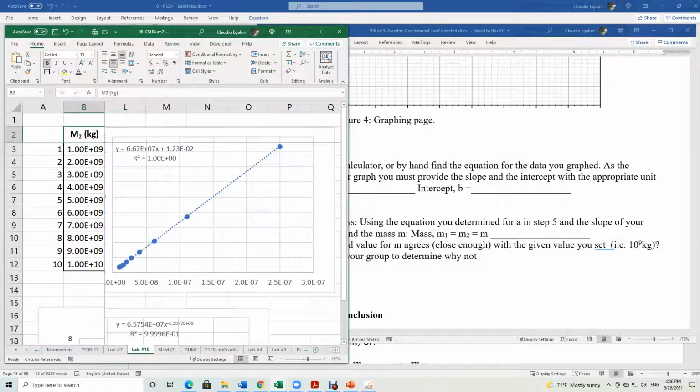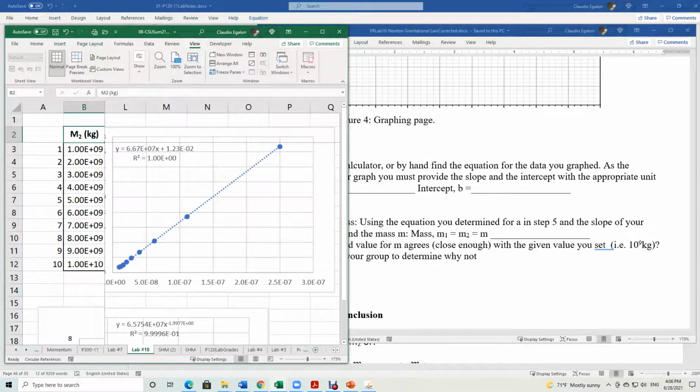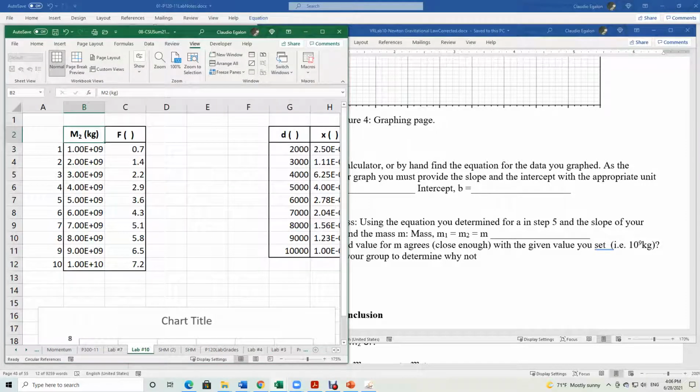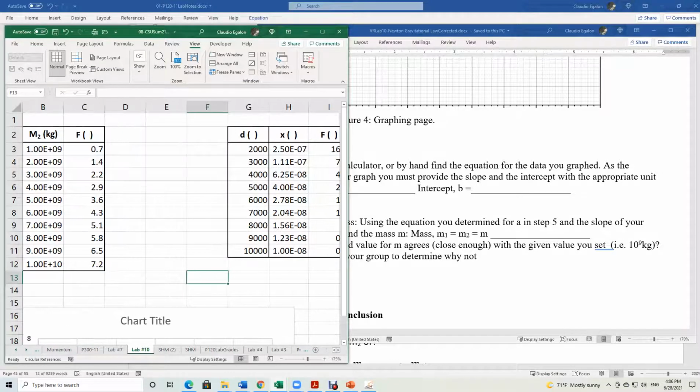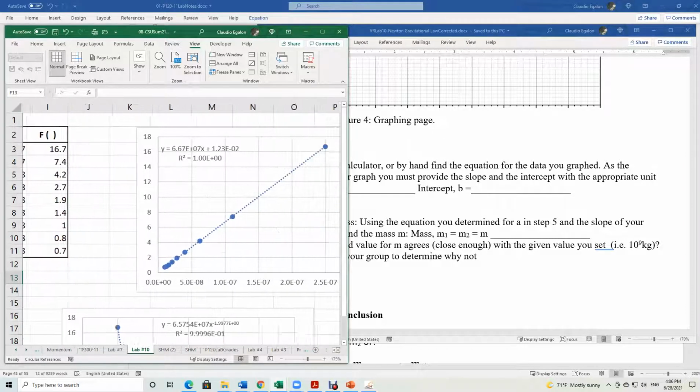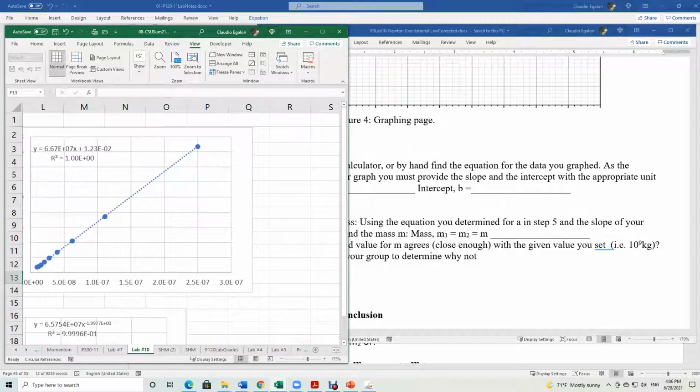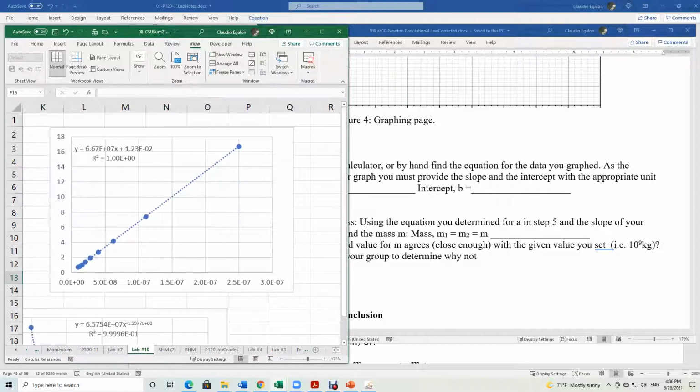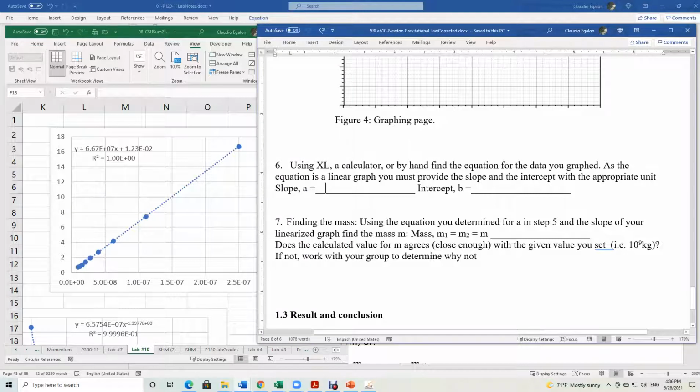I think the problem is I don't like this. Unfreeze the panel. Okay. Why doesn't it show? Oh, okay, here. That's why. Okay, don't forget the unit. The unit should be the unit of the vertical divided by the unit of the horizontal. Okay? The intercept is this value here.